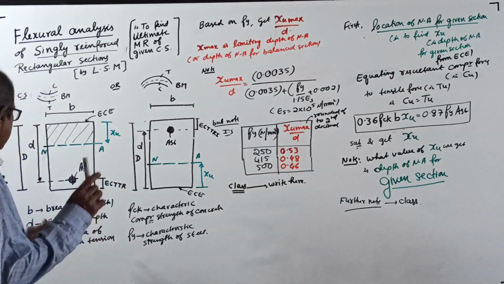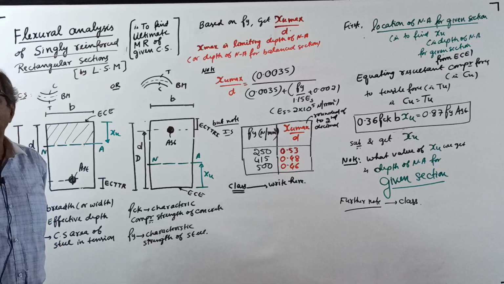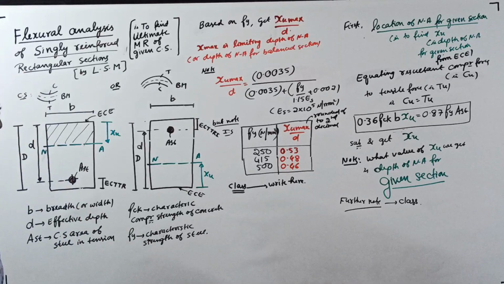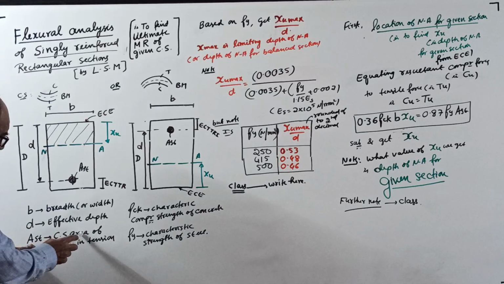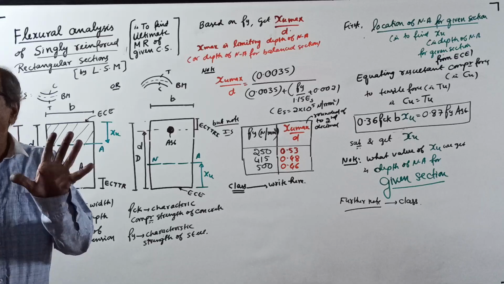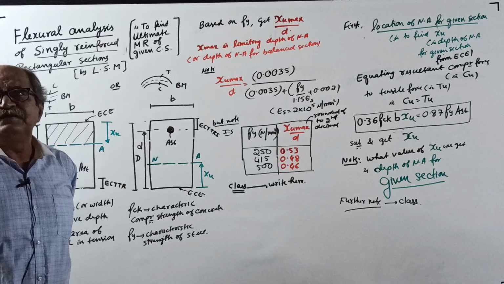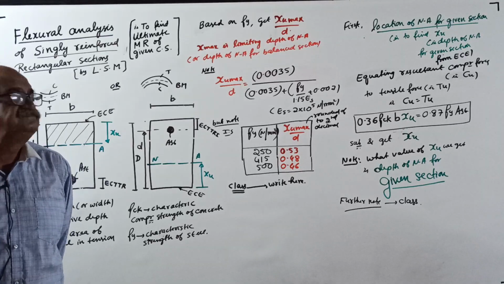Then, get the values of b, d, Ast. b means, as I have written here, the breadth or width of the beam, rectangular section. d means effective depth. Ast is the cross-sectional area of steel in tension. You can write, I will dictate: effective depth is the distance of the centroid of tension steel from the extreme compression edge.